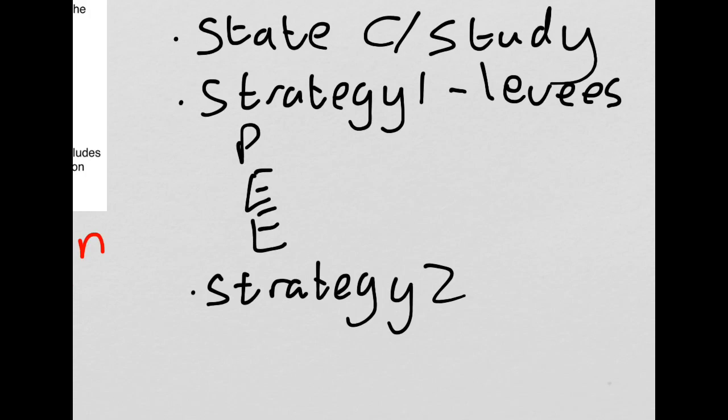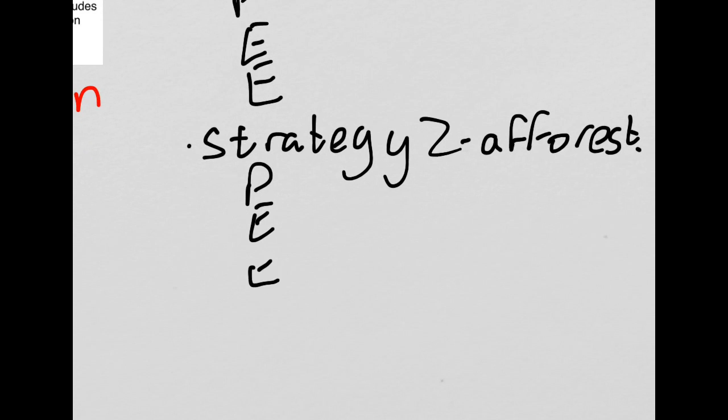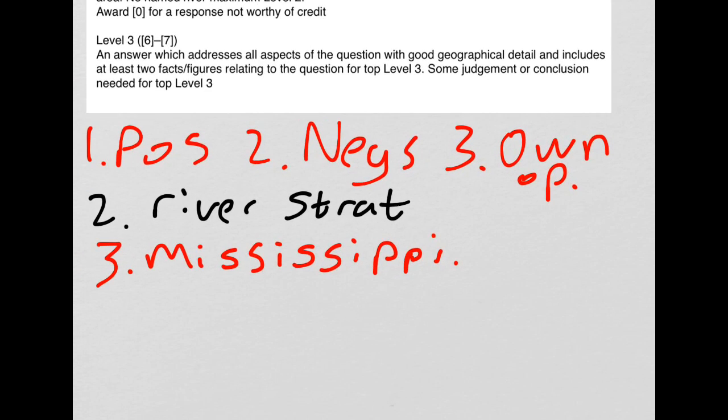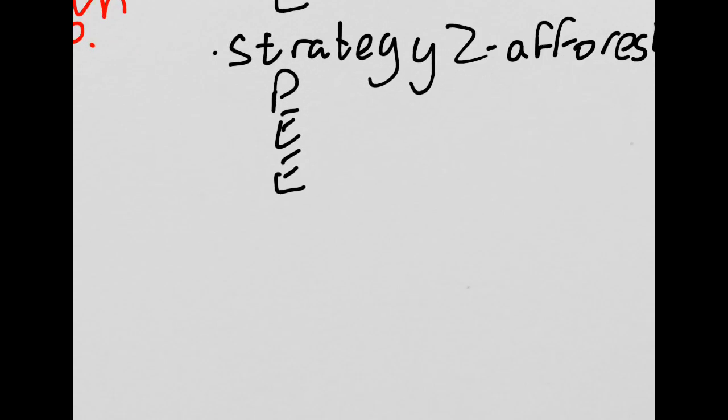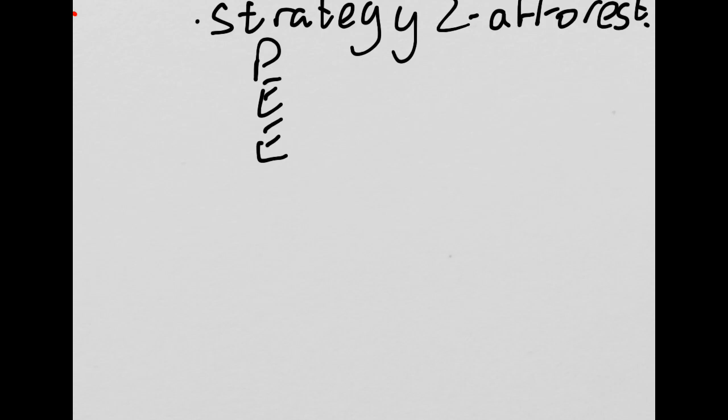The second strategy that I prefer to talk about would be afforestation. So again, I would just put in the point, explain, expand, answer. So afforestation occurs in the upper course. Trees have been planted in the Tennessee Valley. That gets a mark for reference to place. The trees intercept rainfall and reduce discharge is the positive. However, they take a long time to become fully effective is the negative. So you can see that we have hit positives, negatives of 2 river strategies on the Mississippi. That's enough to get 6 out of the possible 7 marks that are available.